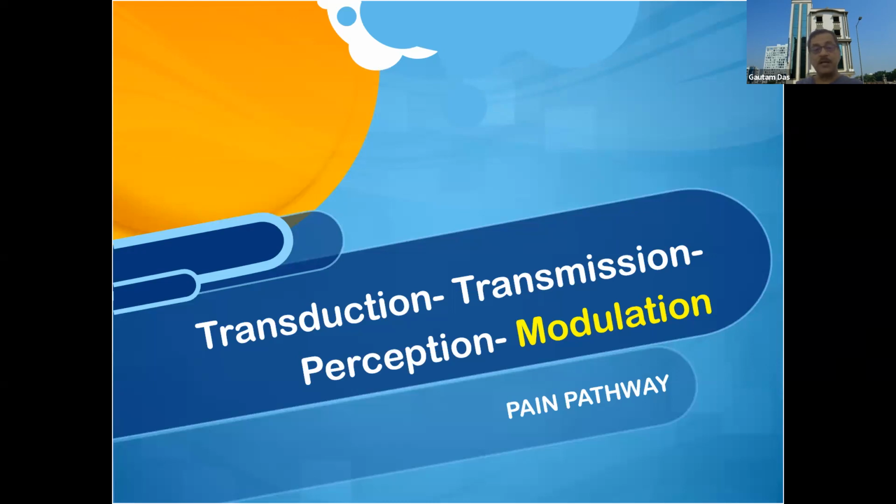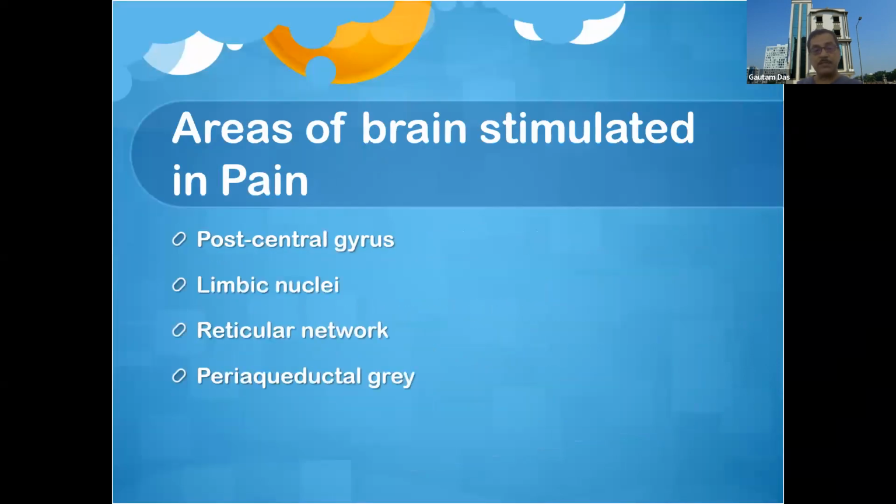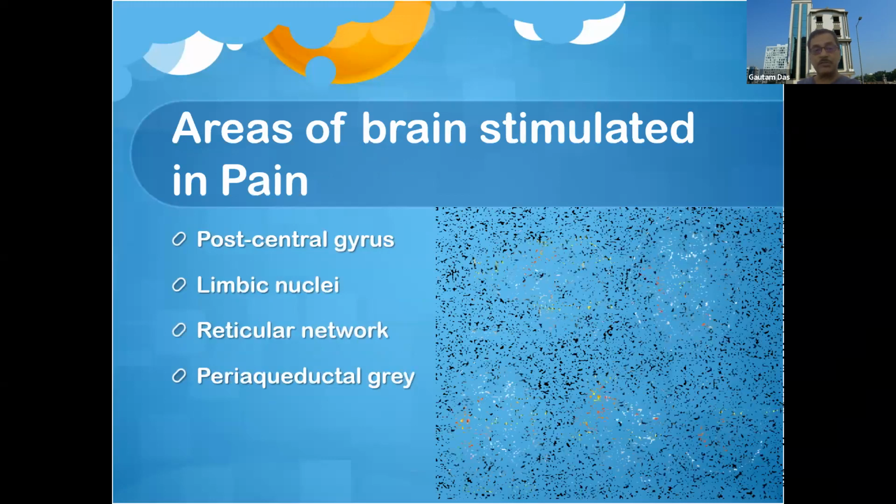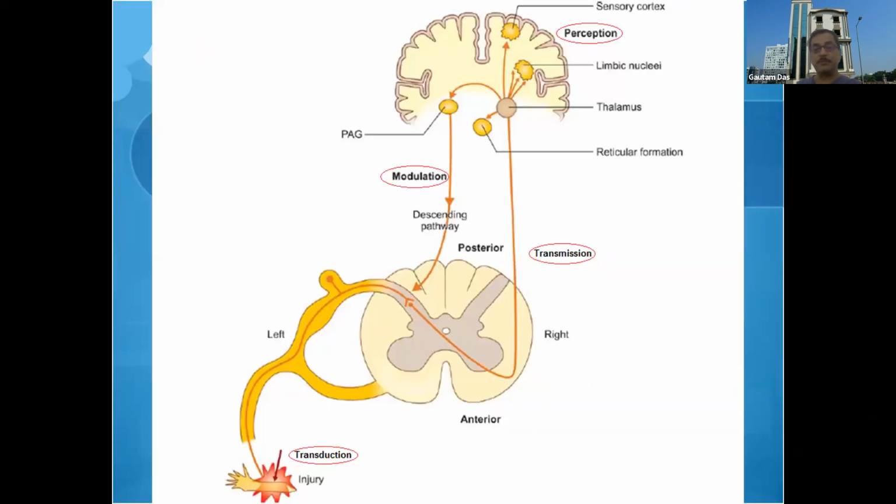So let us see. I'm just skipping these slides and going directly to this schematic diagram. This is described as a schematic diagram, so don't correlate it with the anatomy, as it is drawn by me, so a lot of mistakes are there. This is just to understand the basic headings. So first is transduction. What is transduction?